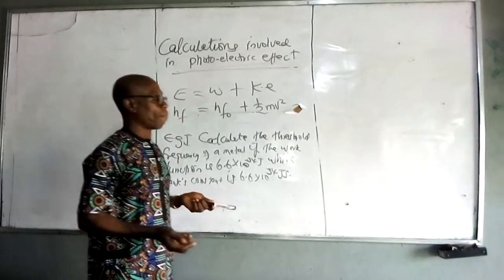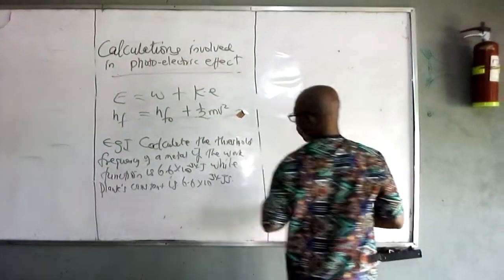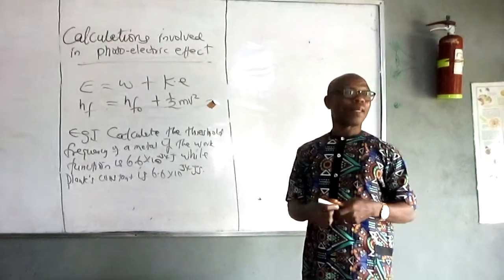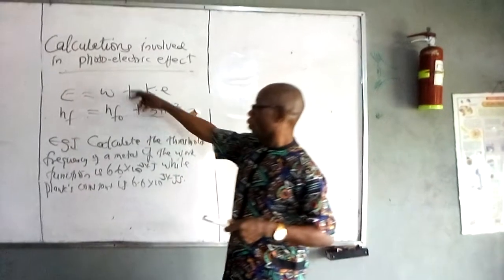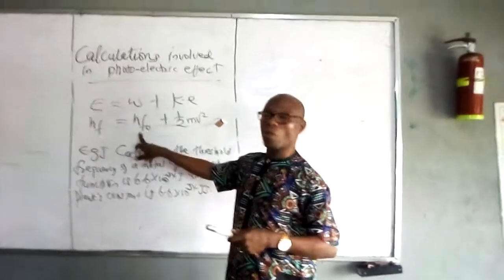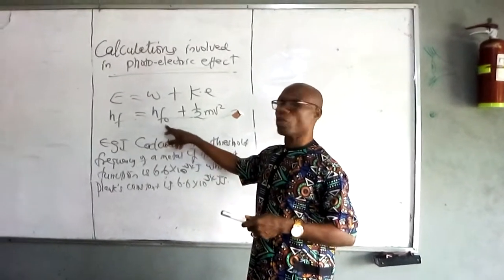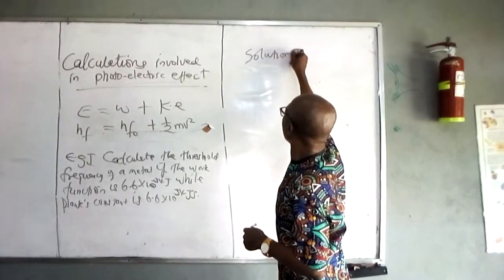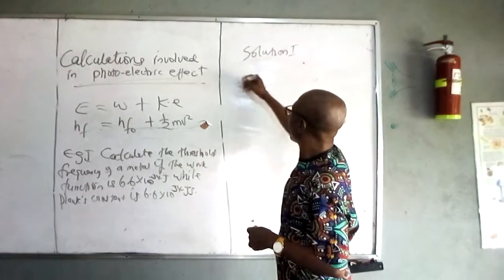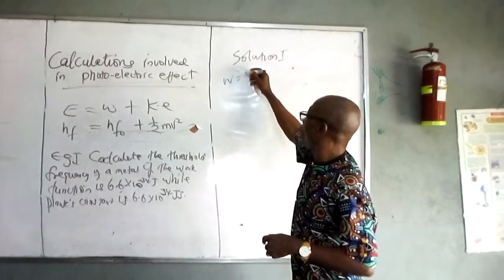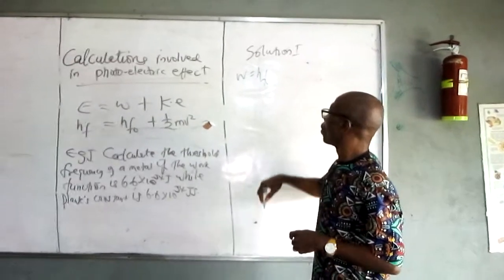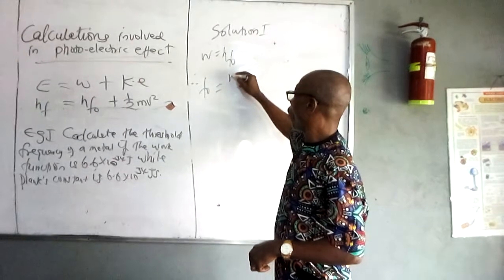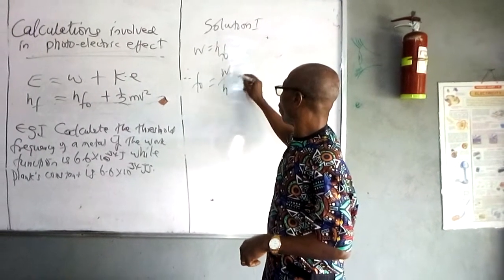To solve this problem, we make use of the relevant part of Einstein's photoelectric equation, which is work function that is equal to Planck constant times threshold frequency. So solution 1. Work function is equal to h f0. Therefore, f0 we are looking for will be work function over Planck constant.